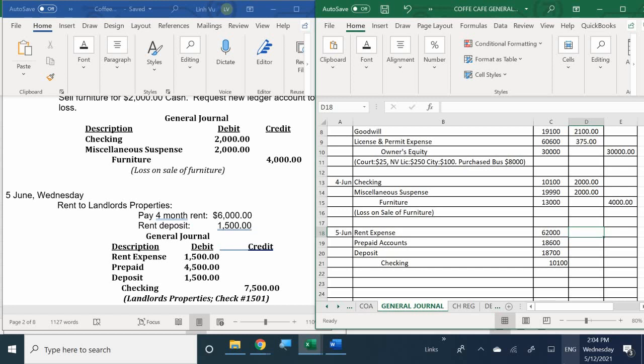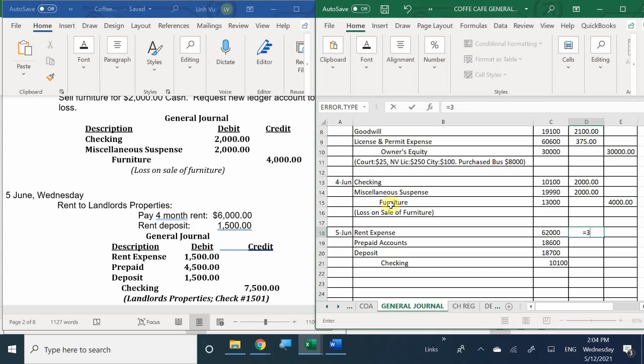6,000 divided by 4 is 1,500. So therefore, since this is my 4 months payment, and I have to take one out because I'm going to be using the rent for June, that's my first 1,500, right?